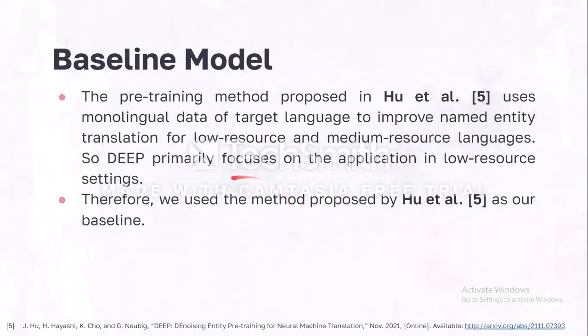The primary focus of our research is to improve named entity translation performance on the Sinhala language, which is considered a low-resource language, in order to address the lack of an accurate translation methodology. This method primarily focuses on the application in a low-resource setting, as in the pre-training method, they use monolingual target language data to improve named entity translation for low resource and medium resource languages. Therefore, we use that method as our baseline.